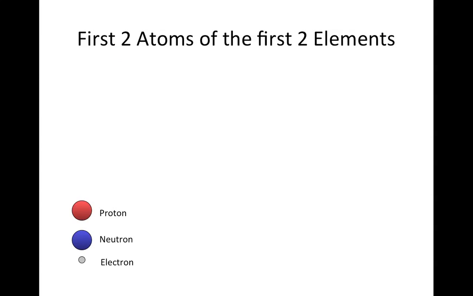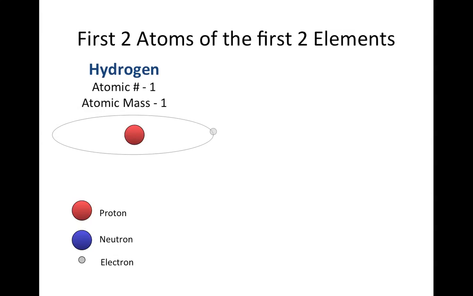Here are the first two atoms of the first two elements found on the periodic table. So here's hydrogen, which has an atomic number of 1 and atomic mass equal to 1, which means it has 1 proton and no neutrons and 1 electron. Here's a picture of it. So here's our nucleus with 1 proton, and on the outside we have 1 electron in the outermost shell.